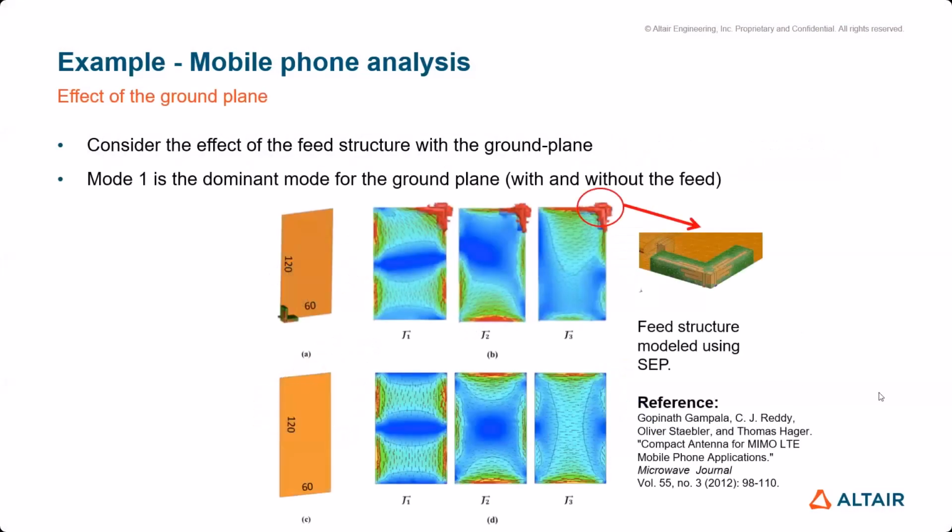We could, for example, consider the effect of a feed structure on the ground plane. Here you see the comparison between the ground plane's characteristic mode analysis without an excitation. That's at the bottom, and here we see that this ground plane supports various current modes, with the first and most dominant mode being visualized here in J1. We can, in this case, test a specific antenna and see that that antenna is able to very well excite that first order mode. This is based on the reference shown here.